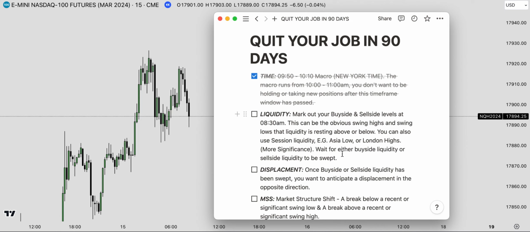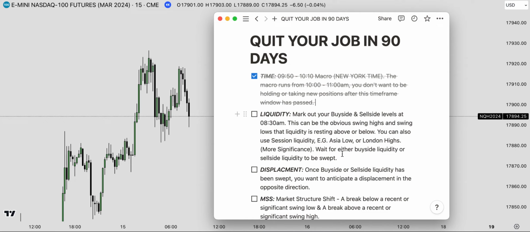Next is liquidity. You want to hop into the 15-minute time frame and you want to mark out your buy side and sell side levels at 8:30 a.m. New York time. Now, people may ask me why 8:30 a.m. This is because there's usually a news embargo that comes out at this time. So this can be obvious swing highs and swing lows that liquidity is resting above or below. You can also use session liquidity, for example, Asia low or London highs. Now, these have more significance.